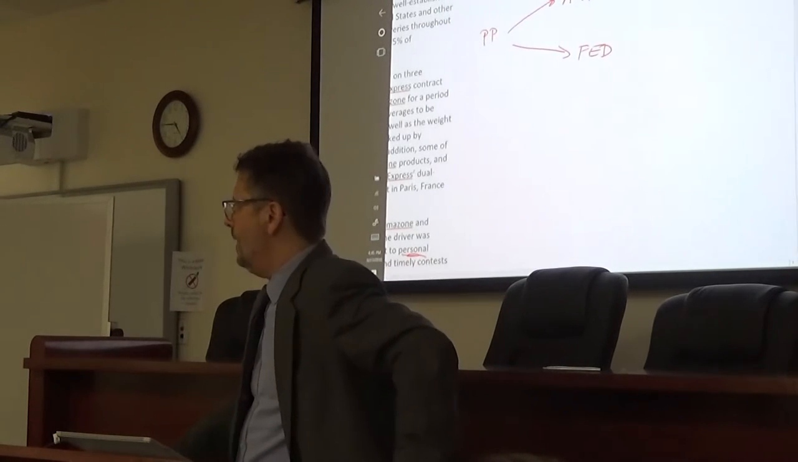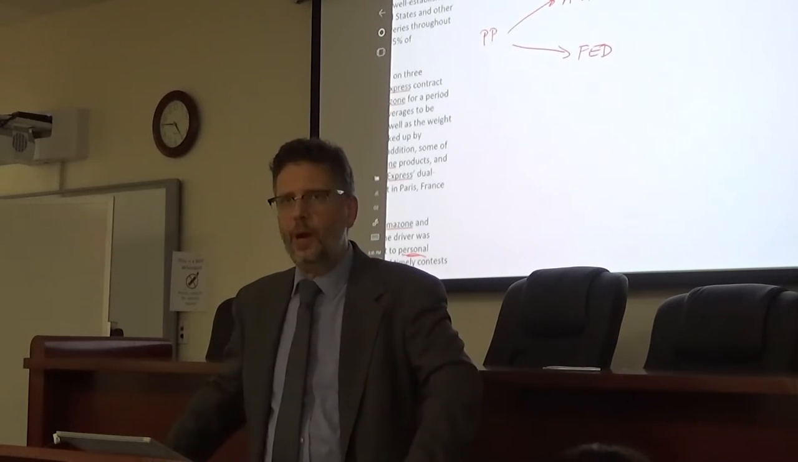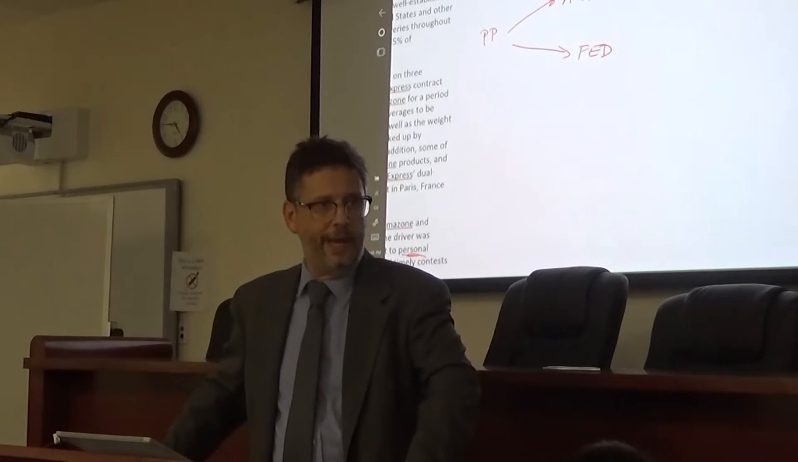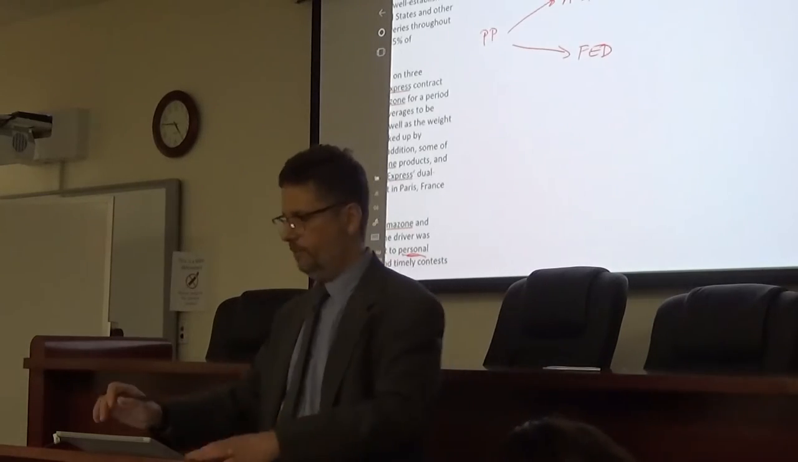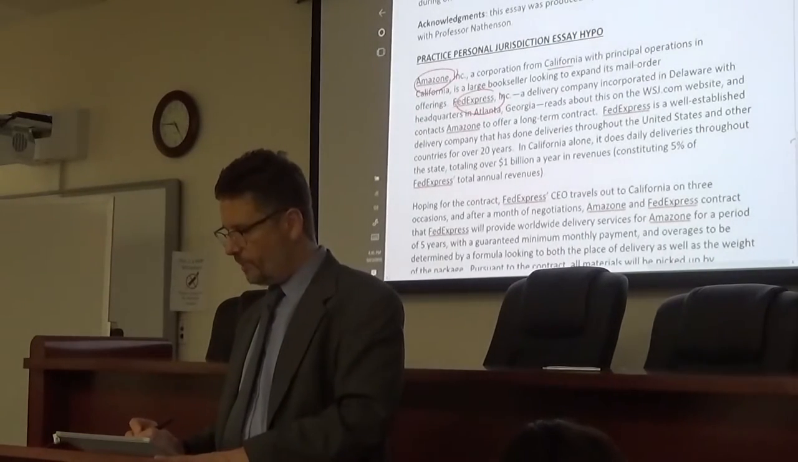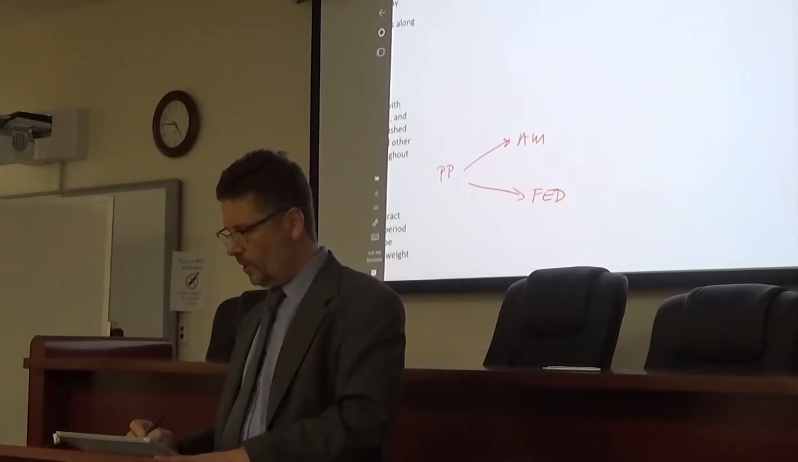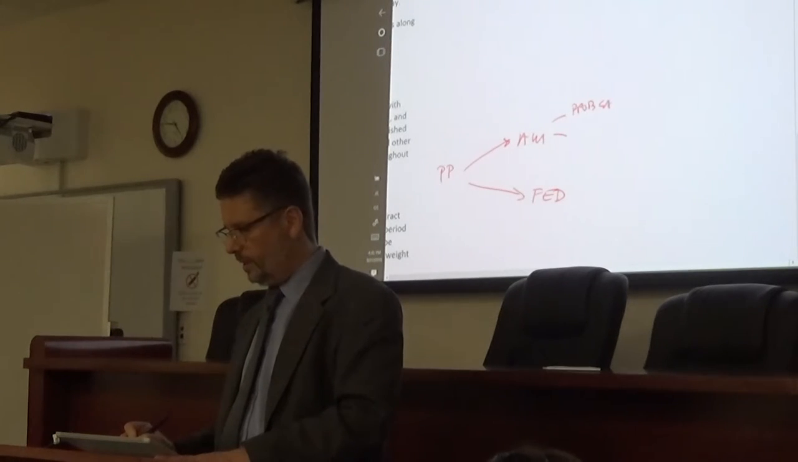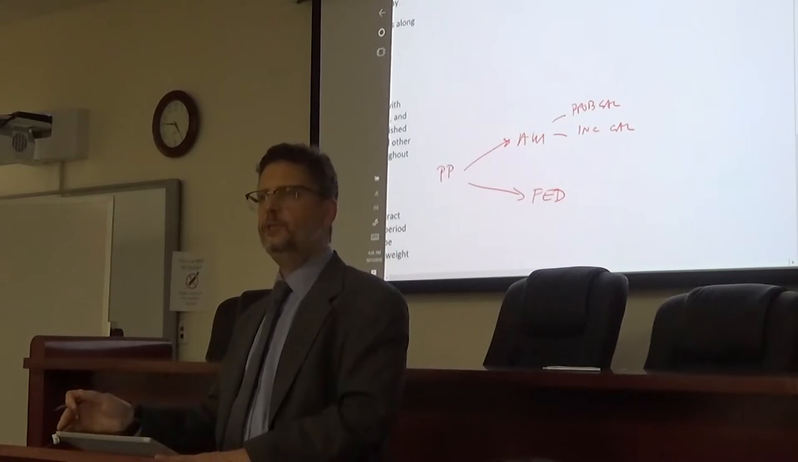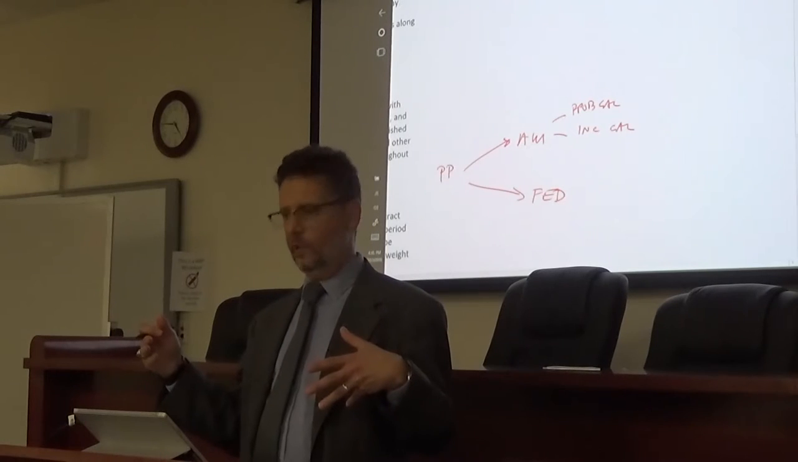Now that we have this information, we can go and read the fact pattern in full and start spotting pertinent facts that are going to raise issues. All right, let's do that. Amazon is a corporation from California with its principal operations in California. All right, so we know Amazon is PPOB in California, and it's incorporated in California, and it's been sued in California. Is there going to be PJ over Amazon?